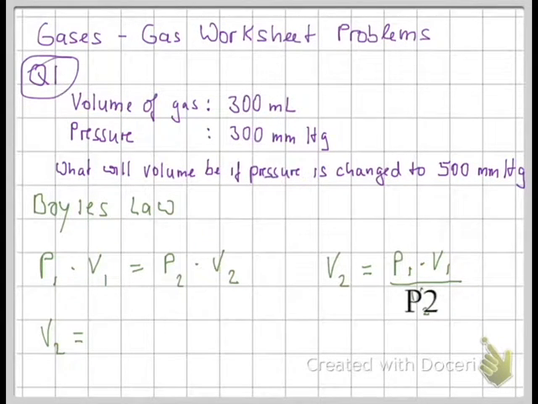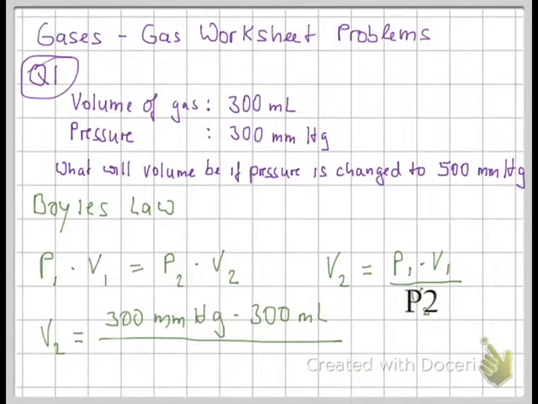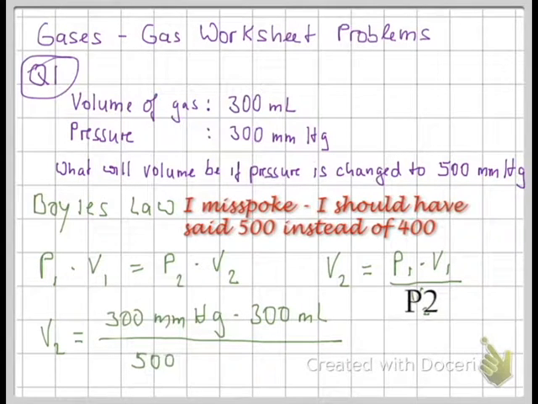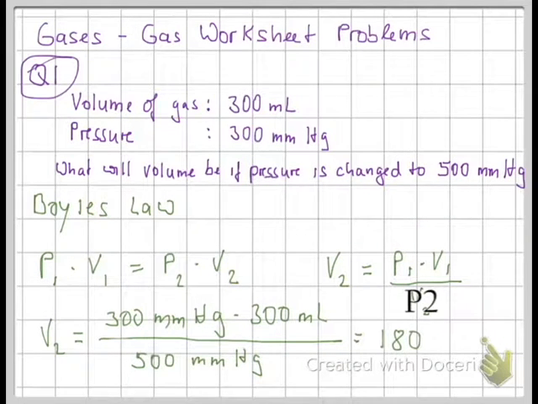P1 was 300 millimeters of mercury, times V1, which is 300 milliliters, over the final pressure, 400 millimeters of mercury, equals 180 milliliters. And that would be the answer.